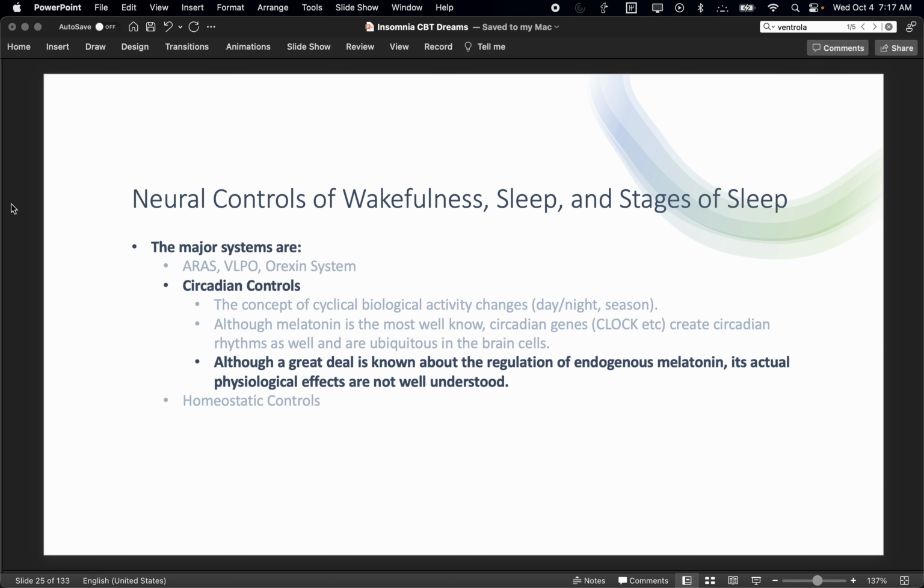Although that pathway is pretty well mapped out now, and seems to be consistent, well documented, and understood, the actual next step, what endogenous melatonin does and what its physiological effects are, is actually not well understood. So this is where it's easy to feel like we know a lot when we don't.